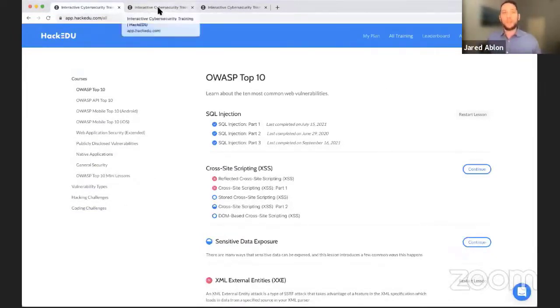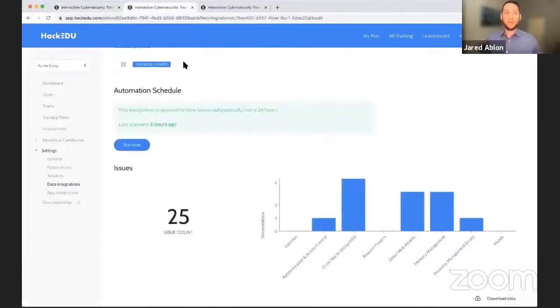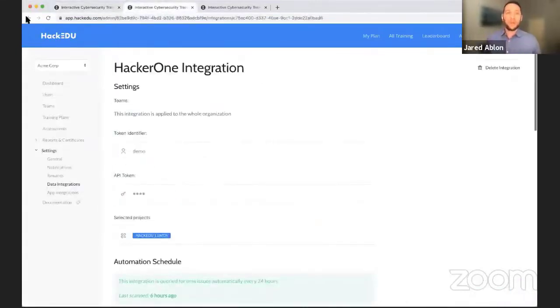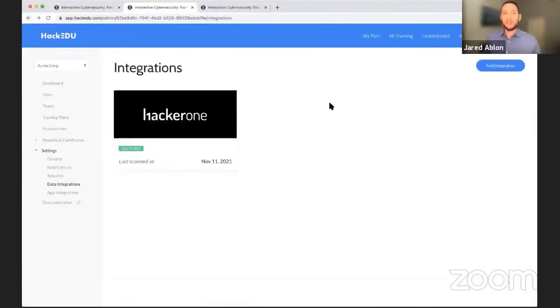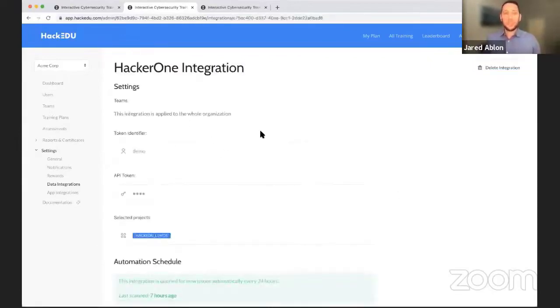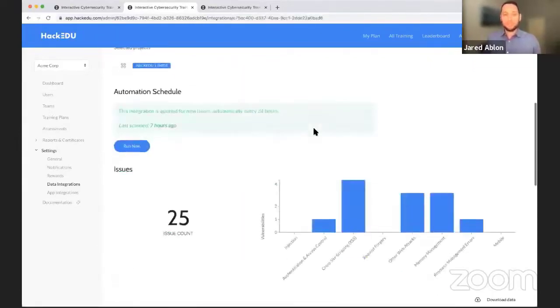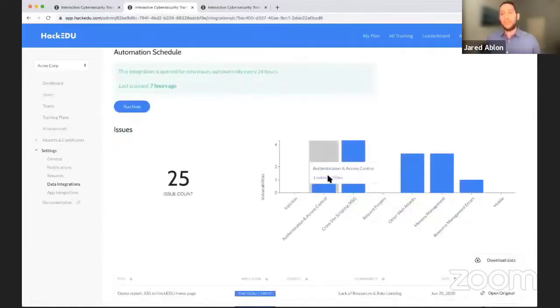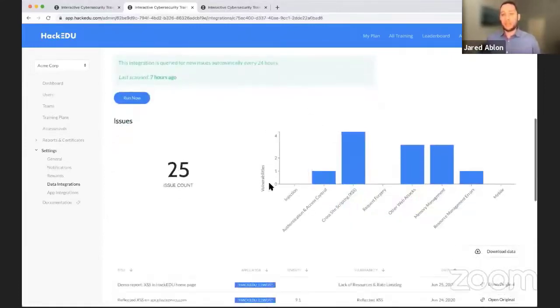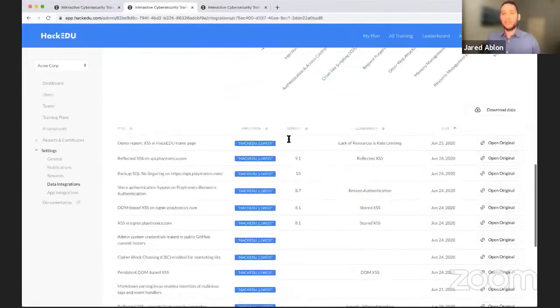But now moving over to using your vulnerabilities. As I mentioned, we have integrations with SAST tools, DAST tools, and bug bounty programs. Everything is preloaded here, depending on what tools you use, and then you can connect it up. For this, we have HackerOne connected for this organization. And as you can see here, it's categorized the vulnerabilities that are found, right? So it's looking at the vulnerabilities, the severity, the numbers, all of those different things.